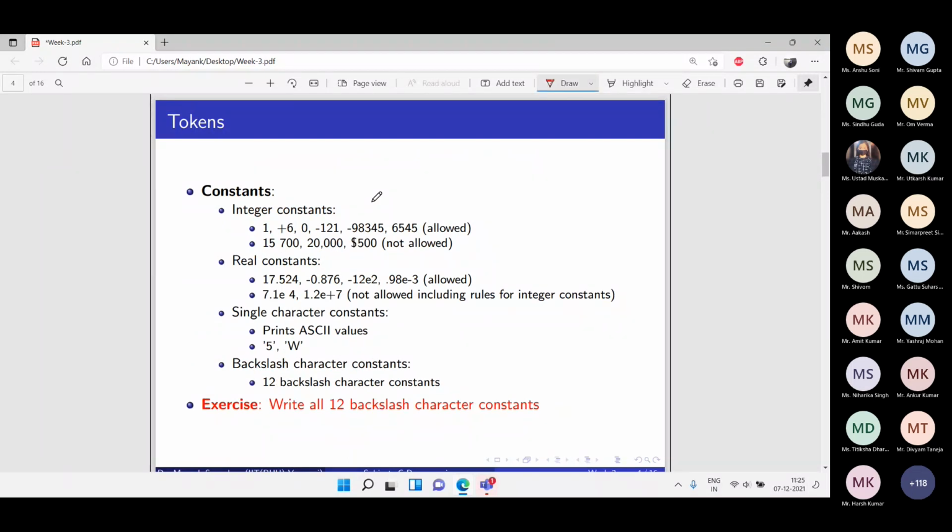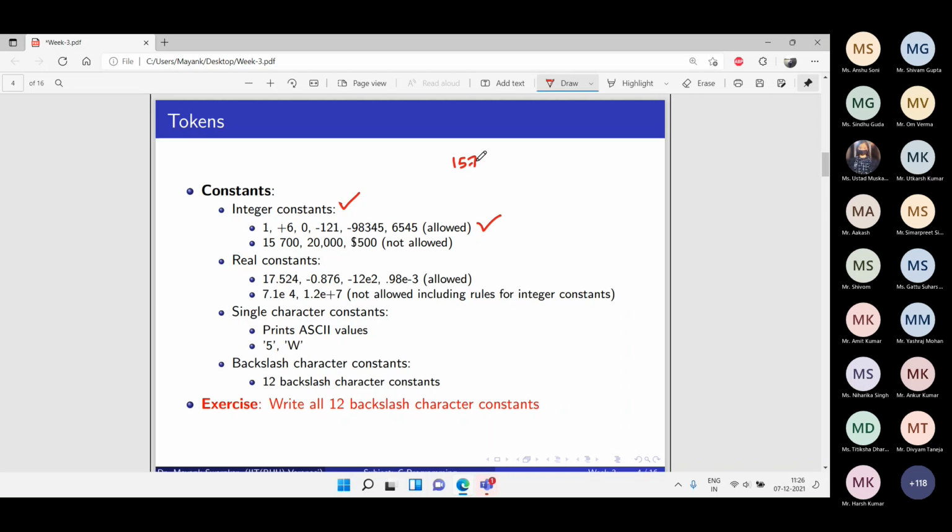Okay, now comes the constant. As a simple thumb rule, anything that has a fixed value is known as a constant. So what are the constants? Integer constants. You have 1, +6, 0, -121, -38. These are all allowed constants. But you cannot define something like 15,700. There should not be any white space in between. Instead, it should be 15700.